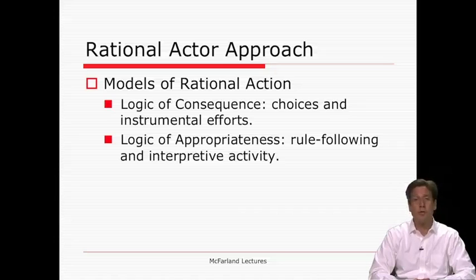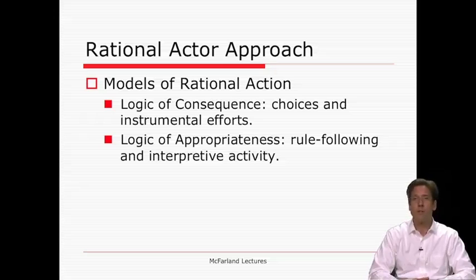Jim March describes two general classes of organizational decision-making, or logics of decision-making as he calls them. The first is the logic of consequence, or rational choice theory, and the second is the logic of appropriateness, what Graham Allison might call organizational process models, and others refer to as perhaps sense-making. The core distinction between these logics is that one is concerned with choices and instrumental efforts, and the other one is concerned with rule following and interpretive activity. Both are intentional forms of behavior. The former entails means-end rational action, and the latter entails value rationality, or duty-driven behavior.